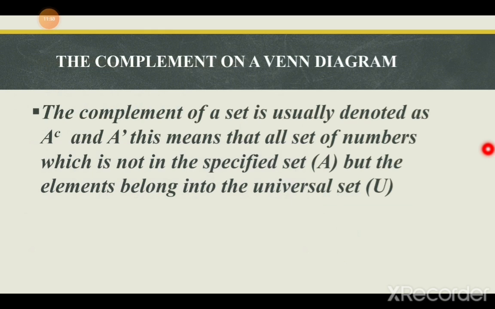Next. The complement of a set is usually denoted as A prime, which means all the numbers which are not in the specified set A, but the elements belong in the universal set. Yung A prime kasi, yan yung mga elements na hindi kasali sa subset natin. Okay?